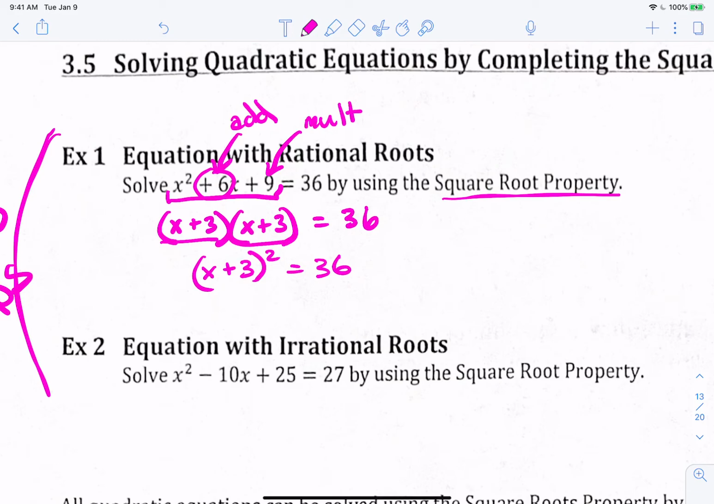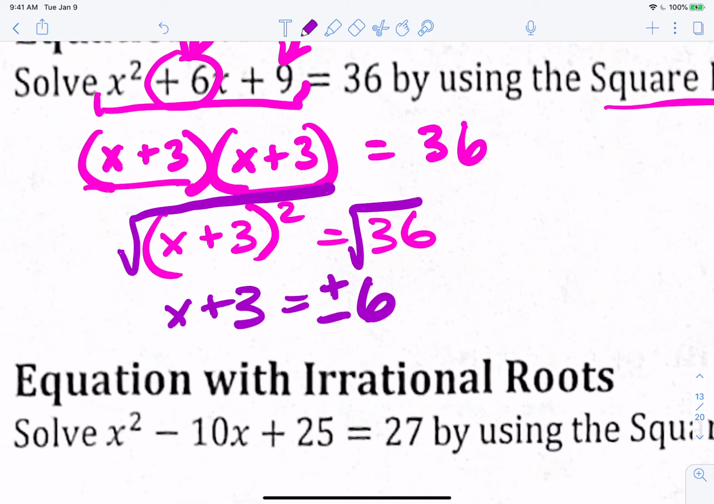Okay, now I want to solve this, so to get rid of a square, I take the square root of the whole thing. So x plus 3 falls out of the left side, and that's equal to the square root of 36, which is 6, but also negative 6. It's positive 6 and negative 6, so we say plus or minus 6. Plus or minus, because 6 times 6 gives you 36, but negative 6 times negative 6 also gives you 36.